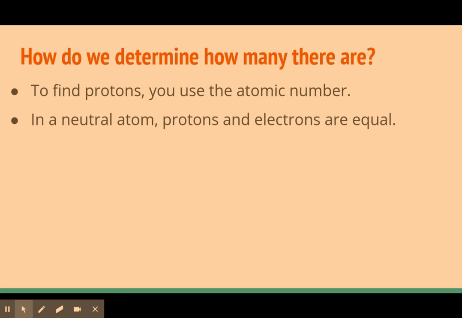So this idea of being neutral: right now, we are going to assume that all of the elements that we are looking at are neutral. We will get to it later on when they are not neutral, but for right now, everything is neutral.